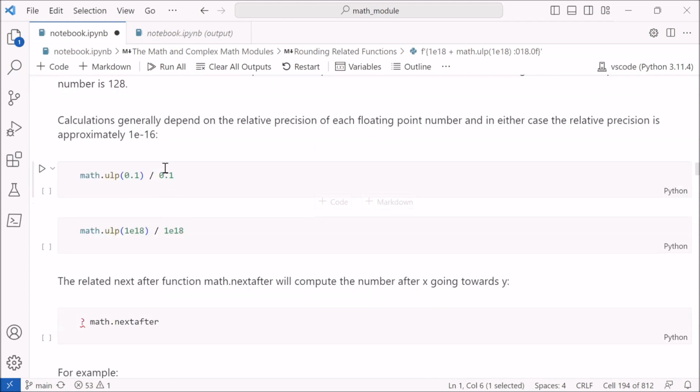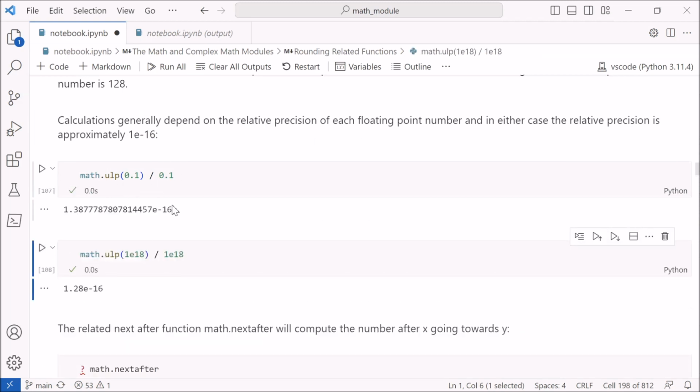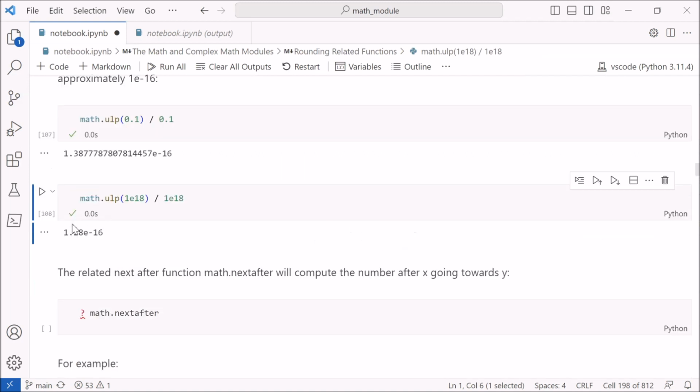So the calculations generally depend on the relative precision of each floating point number. And in this case, the relative precision is 1 times 10 to the minus 16. So essentially we take a ratio of the unit in last place divided by the number. And we can see that this is times 10 to the minus 16 and this is times 10 to the minus 16.